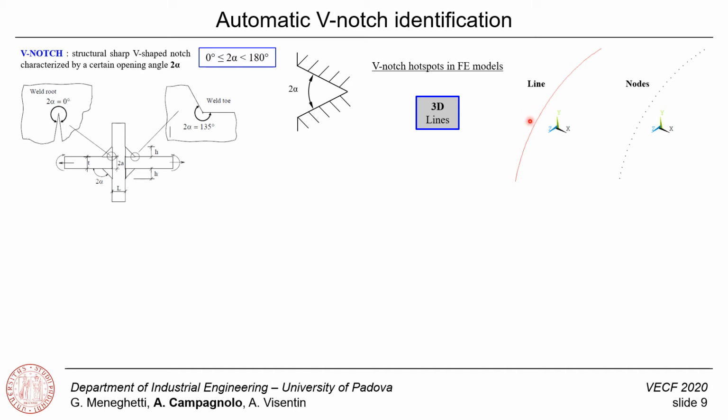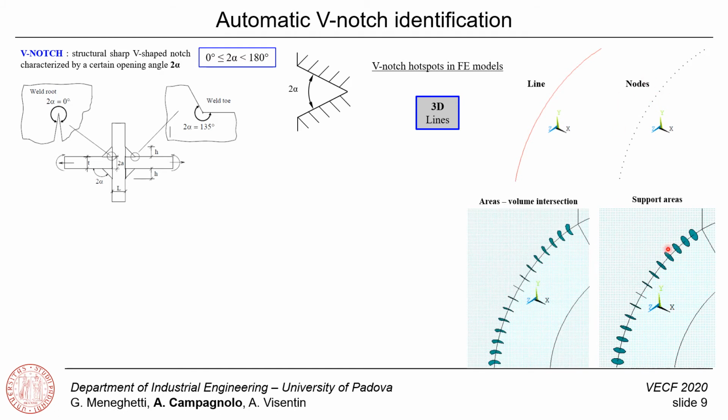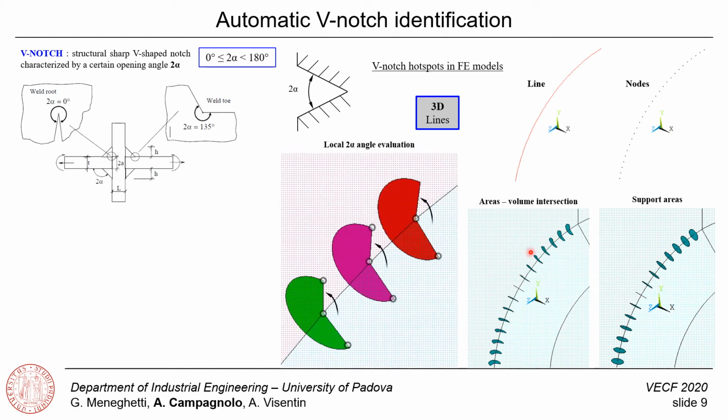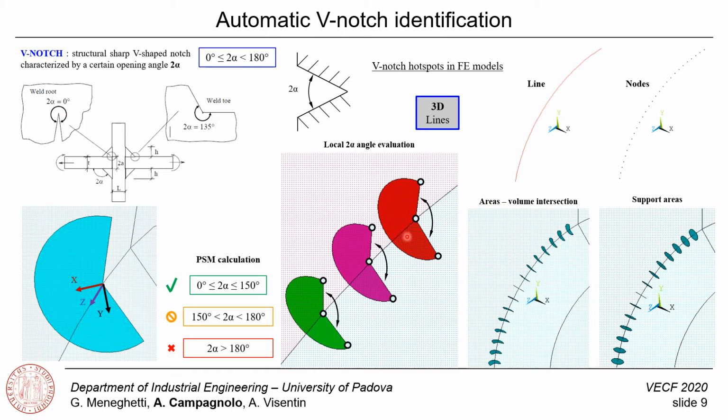The routine selects each line and the nodes attached to it, then generates on each nodal position a circular support area. The areas are intersected with the model's volume, and the remaining circular sectors can be used to locally evaluate the V-notch opening angle. When a V-notch and its opening angle is identified, the local coordinate systems can be automatically defined and orientated. Then peak stress values can be calculated and fatigue life can be estimated according to the peak stress method.